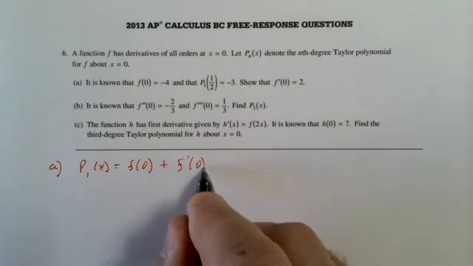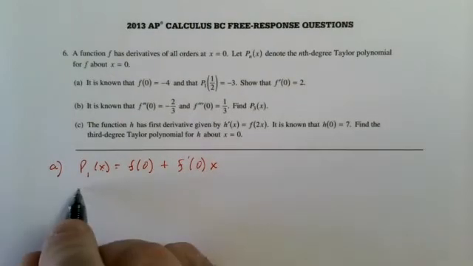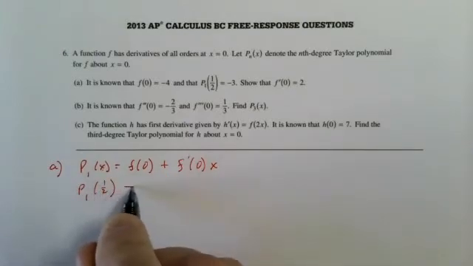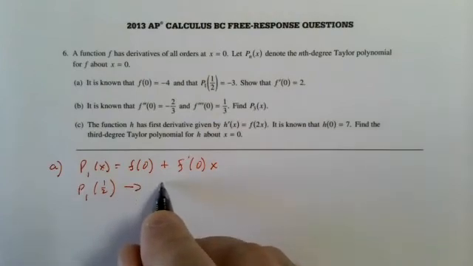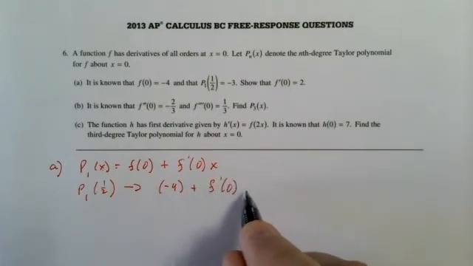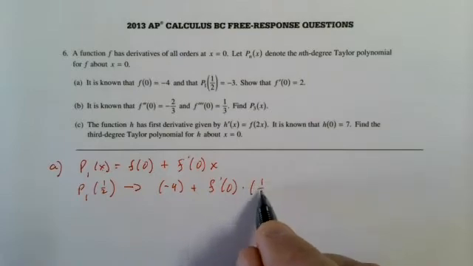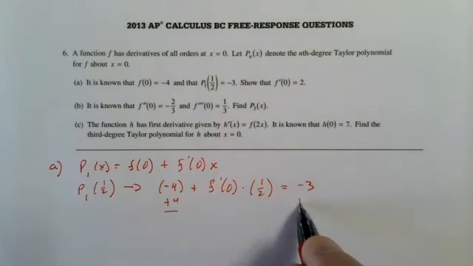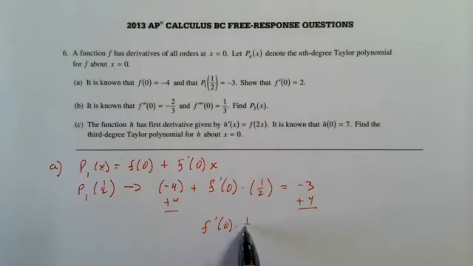P1 of x is f of 0 plus f prime of 0 times x. Therefore, P1 of 1/2 would be -4 plus f prime of 0 times 1/2 equals -3. Add 4, add 4. f prime of 0 times 1/2 equals 1, so times 2 on both sides, f prime of 0 equals 2.